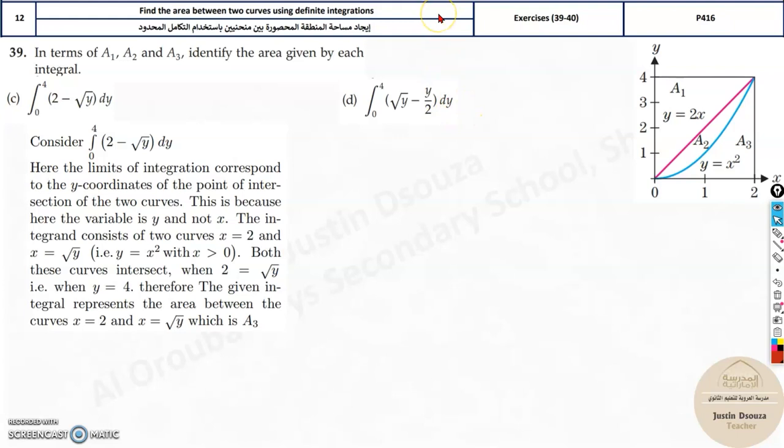Now, this is for you guys. Try it now. Pause the video and try it. I hope you tried it. Again, it's the same thing. The blue one is root y, because you can take the square root on both sides.